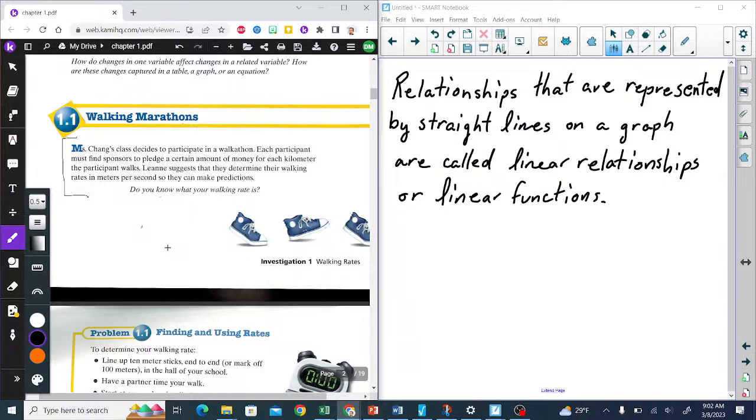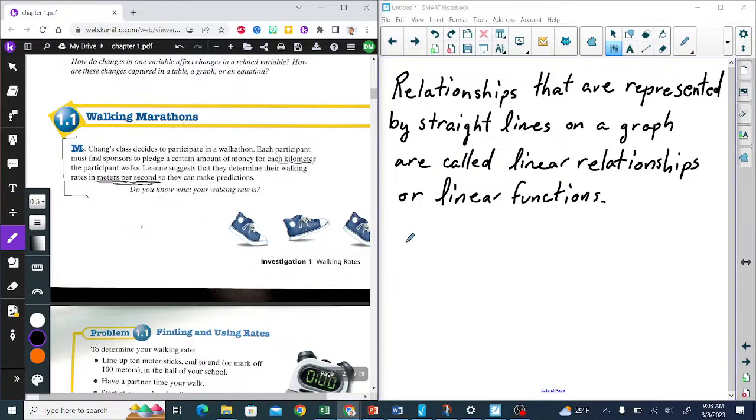So this paragraph right here is the start of a series of problems. Mrs. Chang's class decides to participate in a walkathon. Each participant must find sponsors to pledge a certain amount of money for each kilometer the participant walks. Leanne suggests they determine their walking rate in meters per second so they can make predictions. Meters per second is our unit that we're working with, and they want to do this for each kilometer the participant walks. So there's going to be some unit changing.